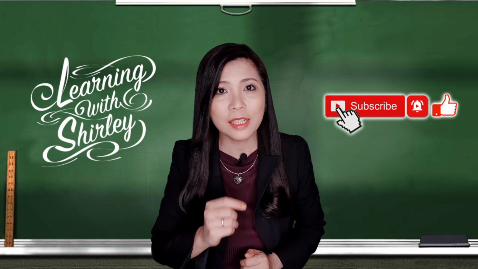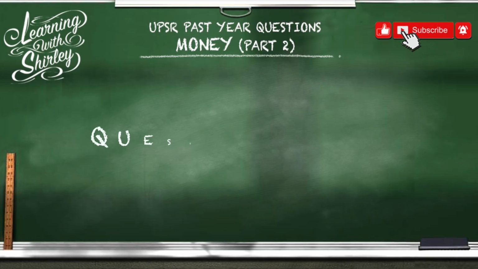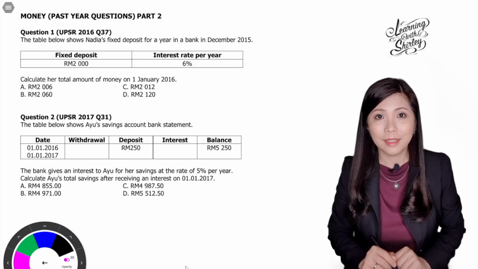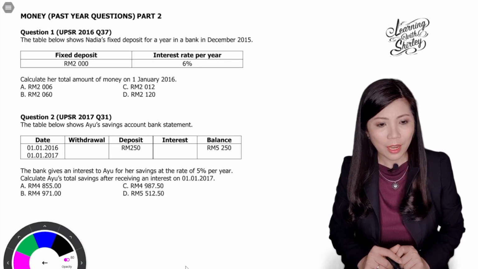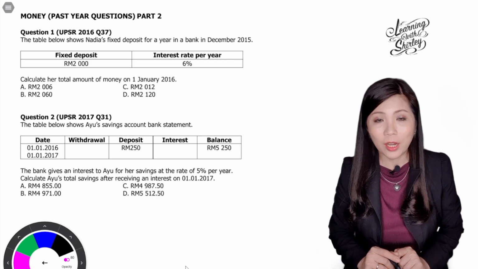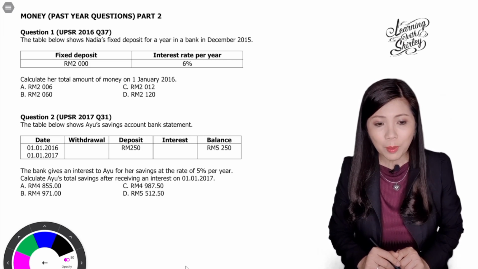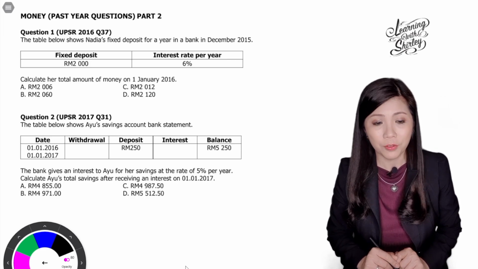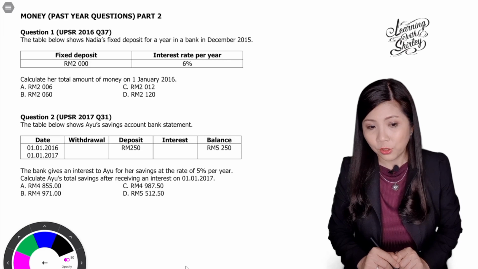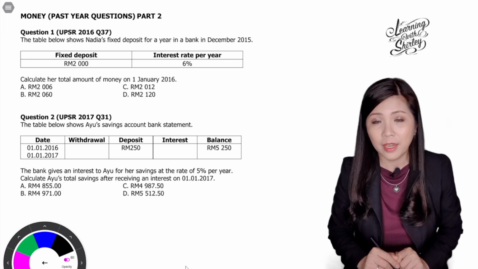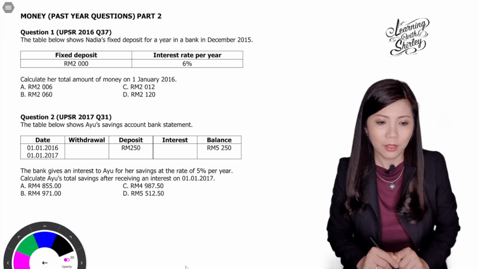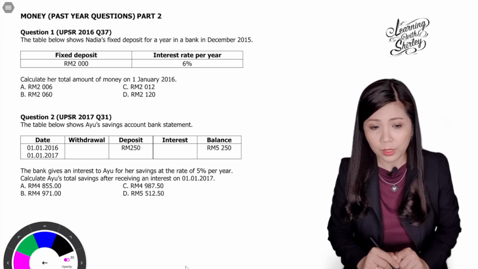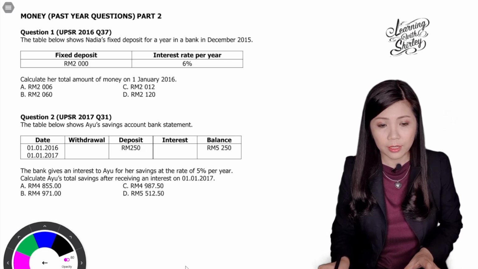Let's take a look at the first past year question. Let's look at question number 1. Okay, this is UPSR 2016 question number 37. So the table below shows Nadia's fixed deposit for a year in a bank in December 2015. So fixed deposit is 2,000 ringgit and interest rate per year is 6%. Okay, so calculate the total amount of money on 1st of January 2016. Okay, means after a year.